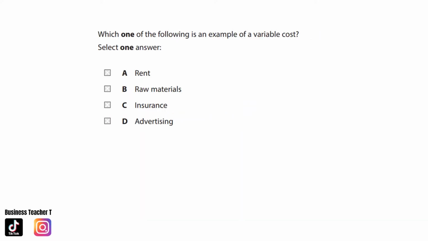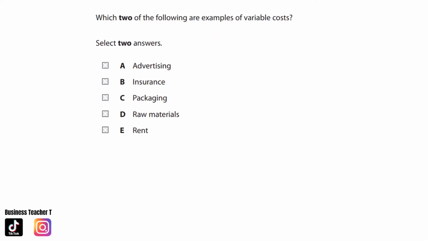Which of the following is an example of a variable cost? Is it A, rent, B, raw materials, C, insurance, or D, advertising? The answer is B, raw materials.